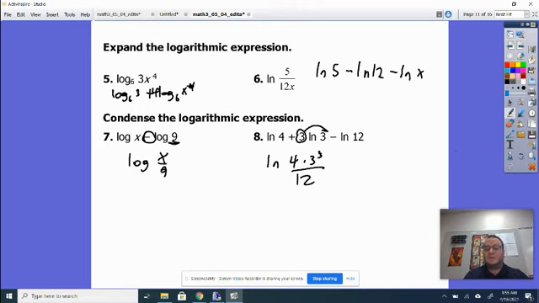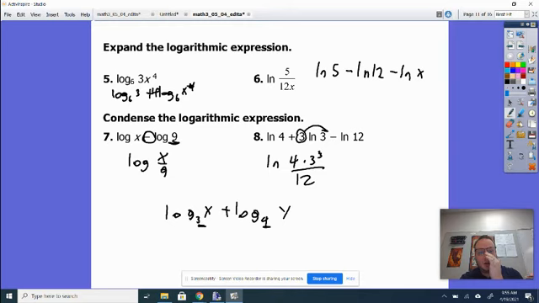Last thing we need to remember on these is we do have to have the same base. So something to note is if you had log base 3 of x plus log base 4 of y, I cannot combine these. They are not the same base.